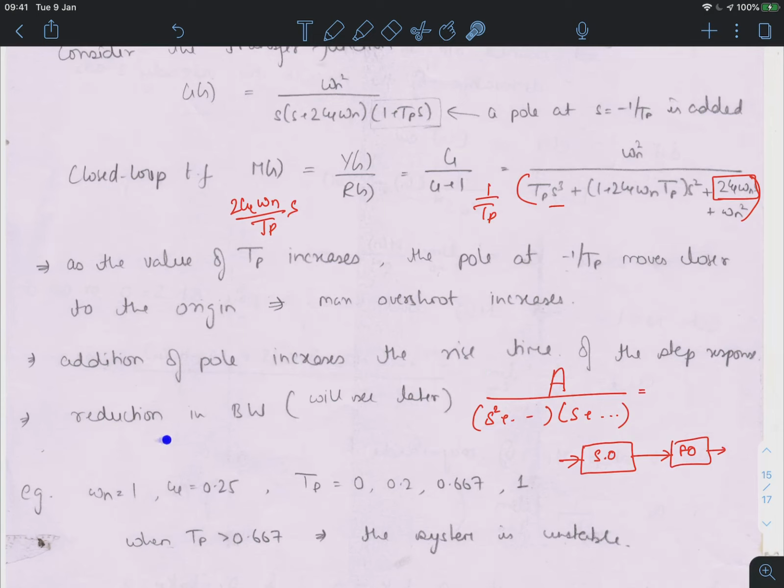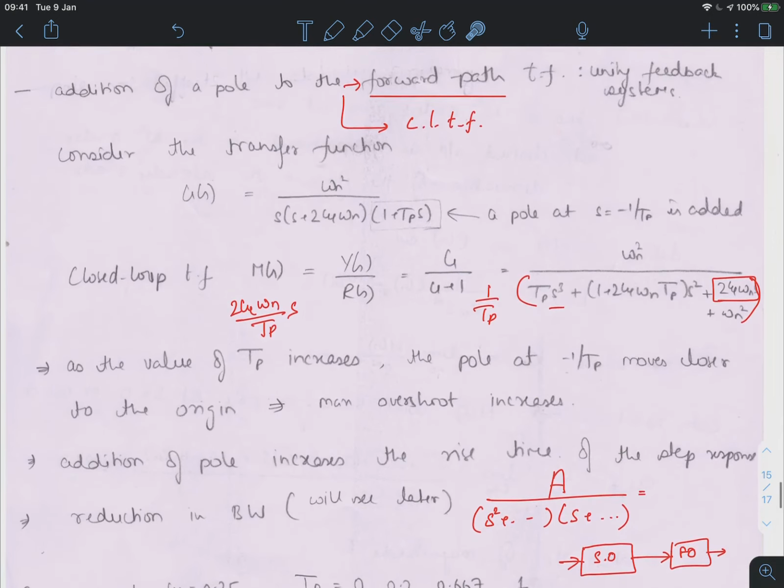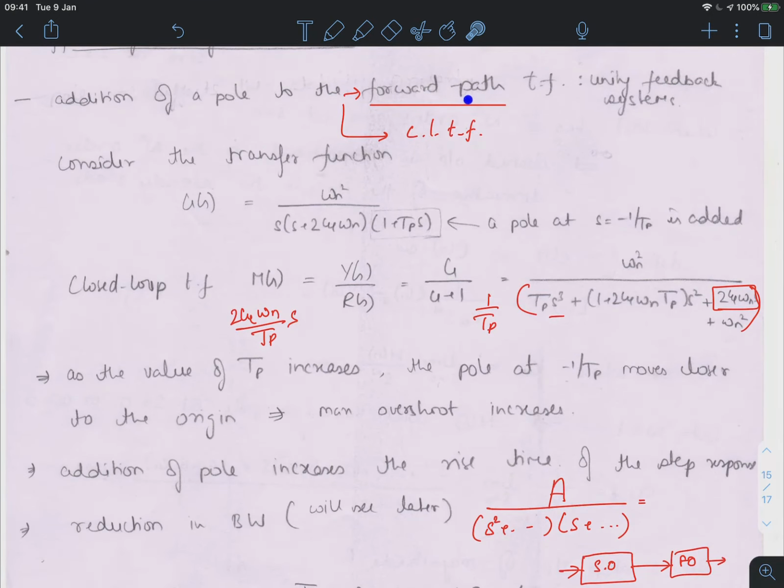Now another important point here is that adding a pole to the forward path transfer function would reduce the bandwidth of the closed loop system, and we will come to this later once we get to the part of designing the controllers.